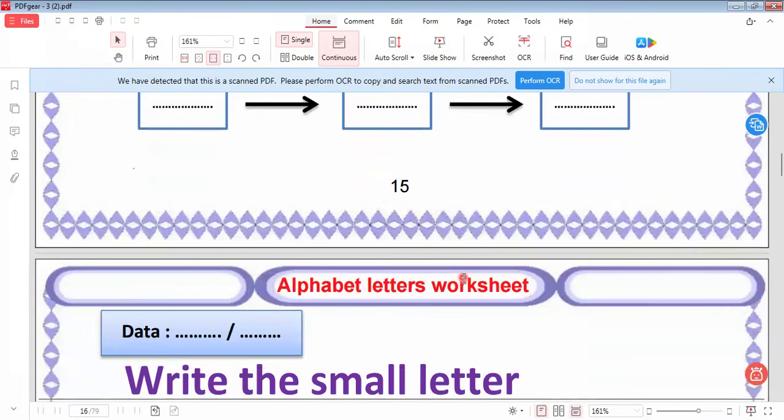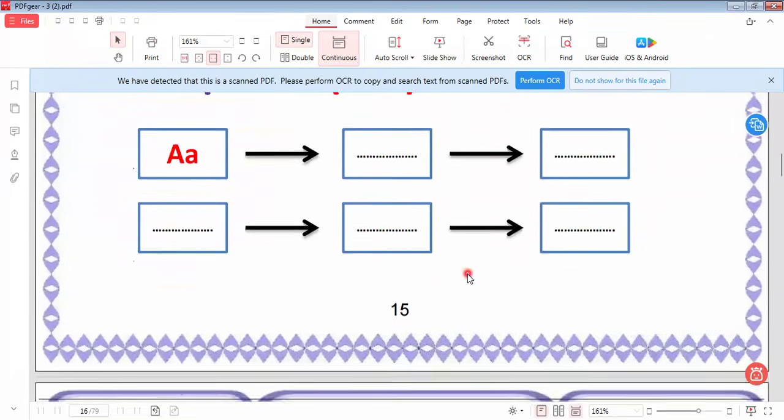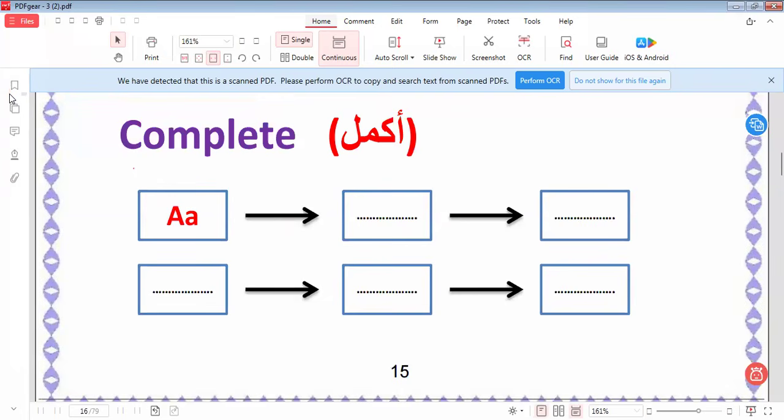Okay, so how can I write until capital F? Here we have capital A and small a. I write capital A and small a. Capital B and small b. Capital C and small c. Capital D and small d. Capital E and small e, and capital F and small f.